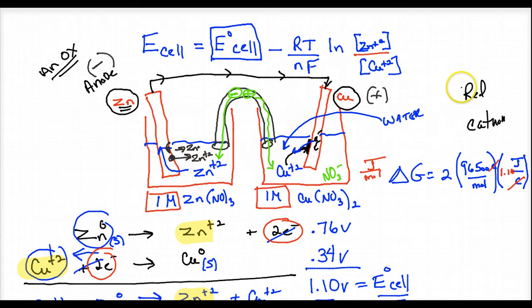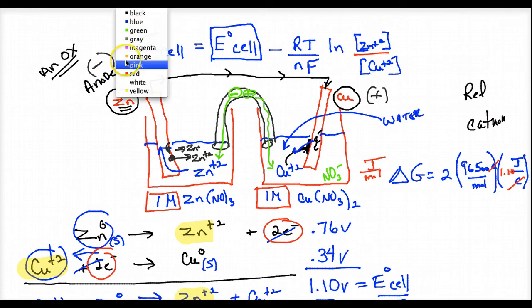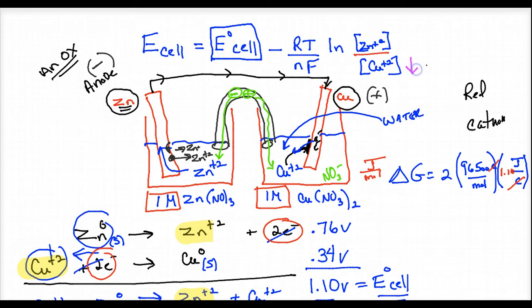So back to where I wanted to talk about. Now, I'm going to change the copper. So what I'm going to do is decrease the concentration of the copper plus 2. And when I do that, what's going to happen? Well, this ln value is going to get smaller.